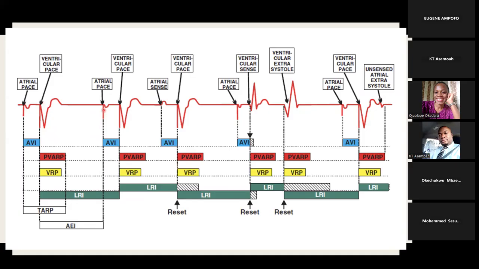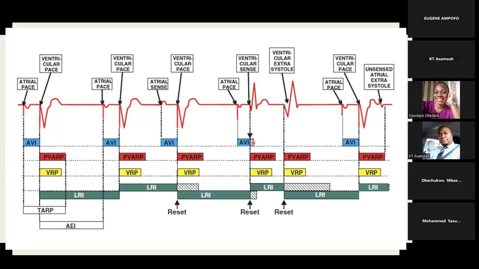Here you have another atrial pace, so it starts the AVI clock. Nothing happened, so then you had ventricular pacing. Now here, it was not atrial pace, but atrial sense. And once the atrial lead sensed it, the pacemaker started the AVI clock. Nothing happened, so ventricular pacing occurred. Here, the atrium was paced, so the clock started.